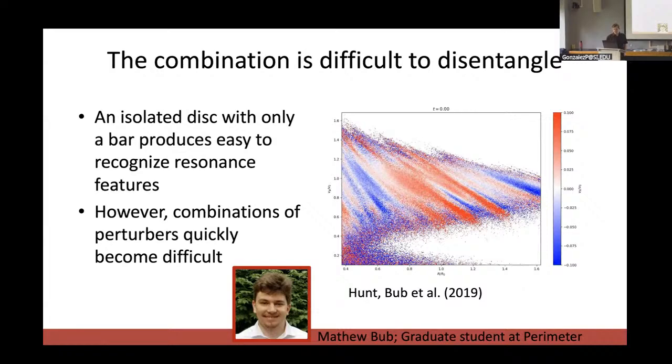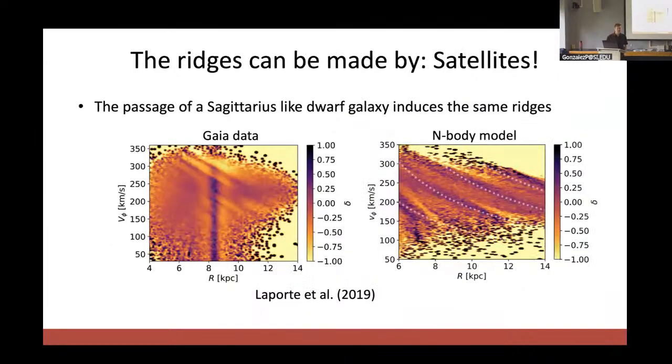And then this is further complicated by the fact that these ridges can also be made by satellites. So coming back again, whatever has potentially caused these ripples across the disk, you have a dwarf impact the galaxy, you again spread these ridges across the disk, across the space. There's another realization of the Gaia data from Chiron Laporte and his N-body satellite model. So they're not a quantitative match, but qualitatively you get the same behavior.